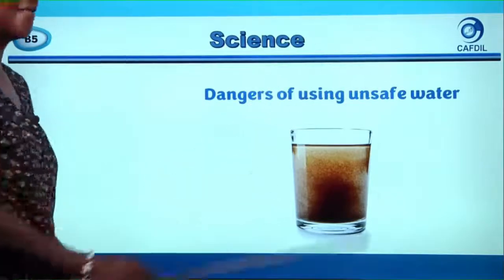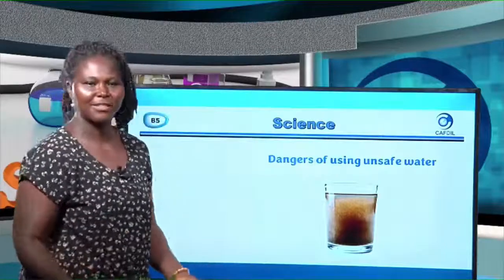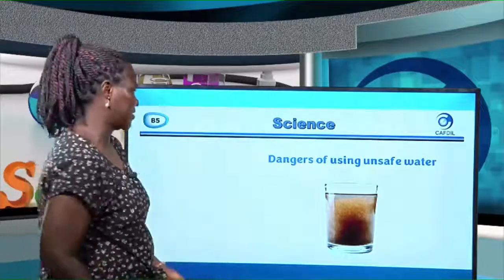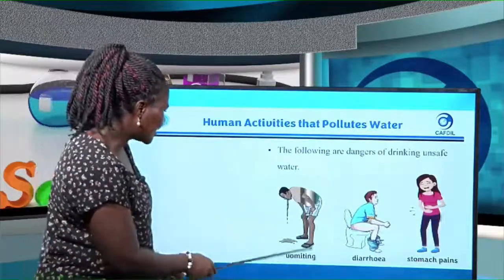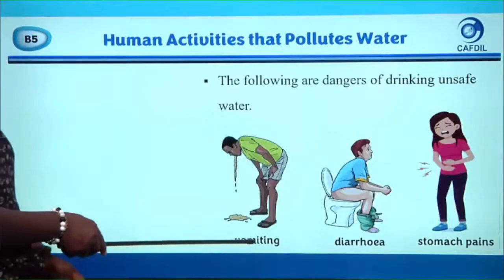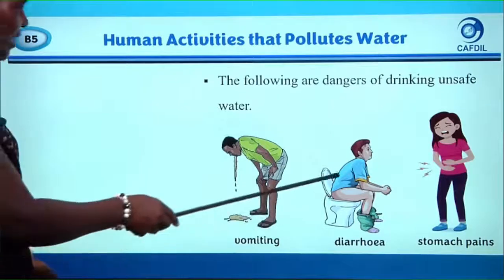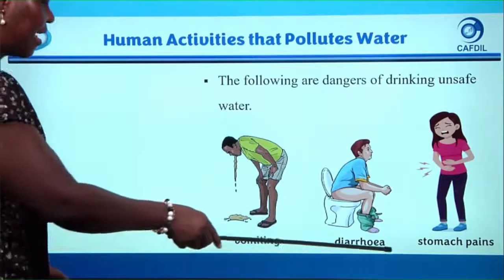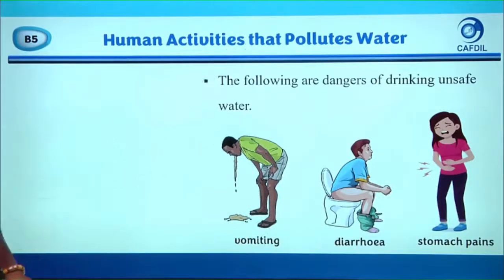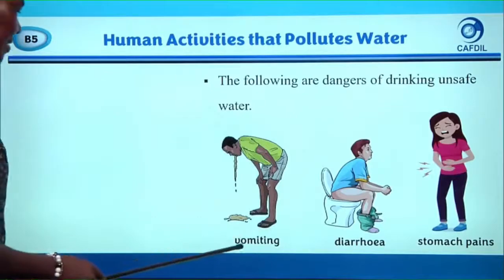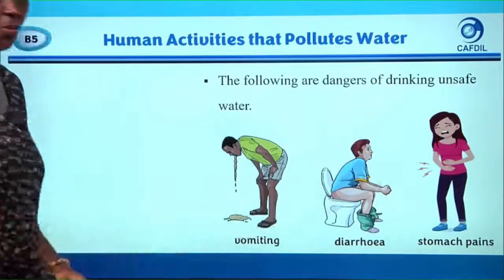Dangers of using unsafe water. So the water that we saw, if you use it, we are coming to look at what will happen to us. Now let's look at this man. What is he doing? He's vomiting. And this man too, diarrhea and then stomach pains. So if you drink the dirty water, you can vomit. You can get diarrhea and your stomach can pain you.